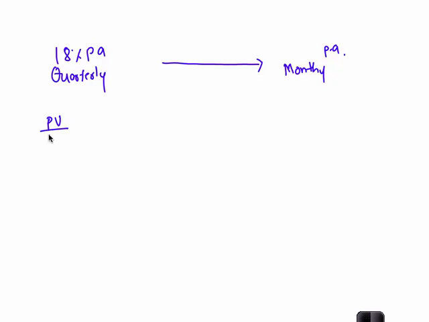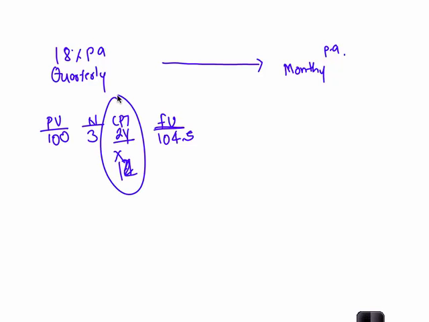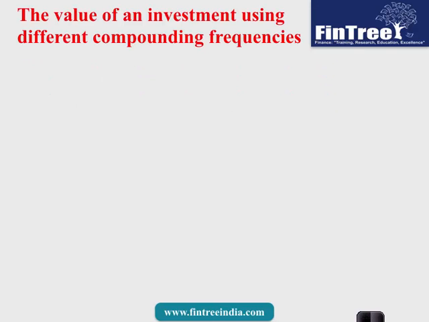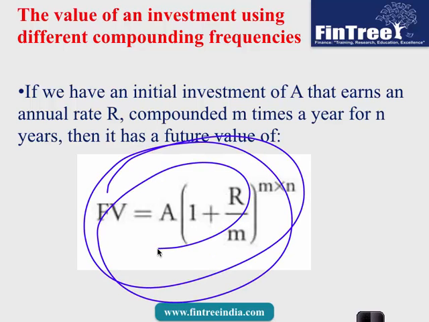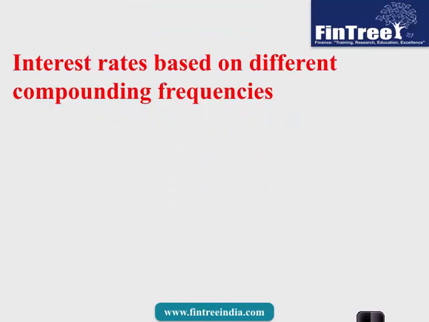So present value is 100. Future value would be 104.5. N would be 3. And then compute IY and just multiply this IY with 12. Is that fine? Okay. So they've given some fancy formulas. I don't think you really need them. Just build logic around it so that you would be comfortable. Same learning outcome, interest rate based on different compounding frequencies.